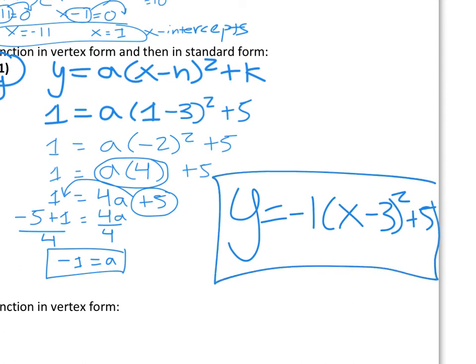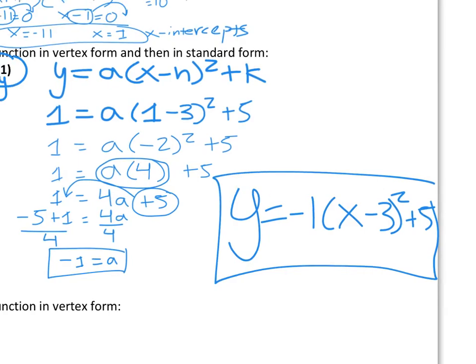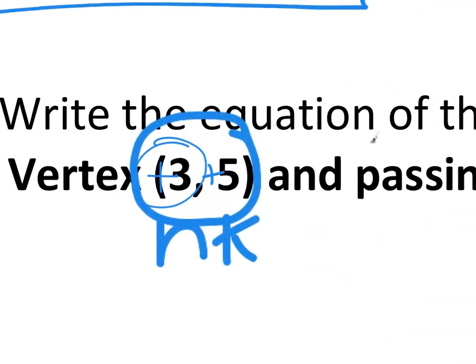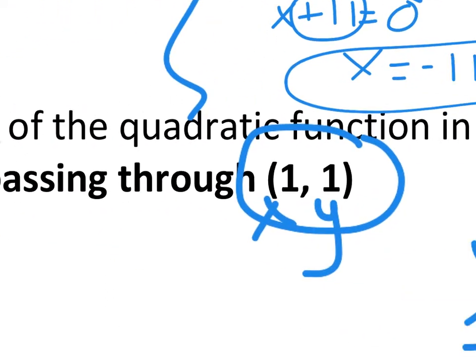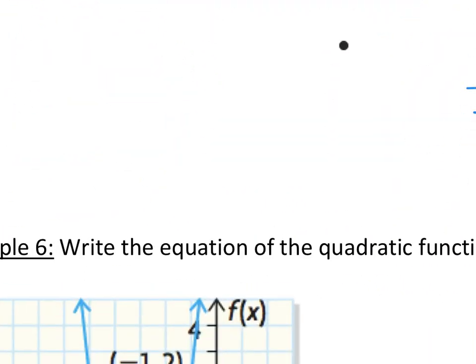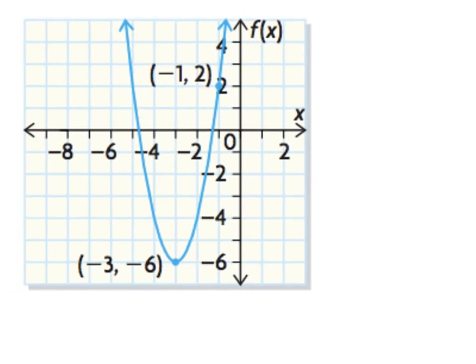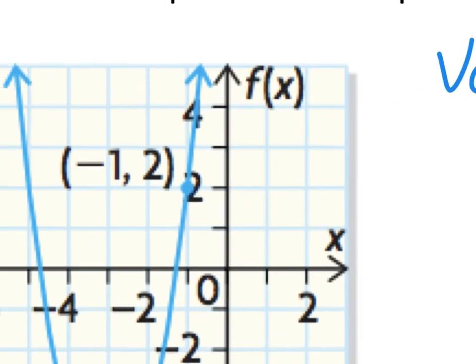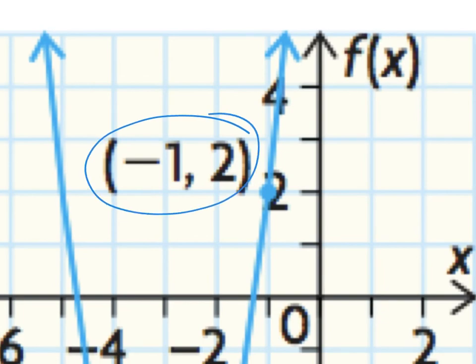Now we can practice that and do the exact same thing, or take those exact same ideas with a graph. It's just instead of the vertex and a point being given to me, you're going to read them off the graph. So let's say what the vertex is. It's -3 and -6. So we can write that down for ourselves. Our vertex is -3 and -6. And then a point, which, you know what, they were nice enough to give us, is at -1 and 2.